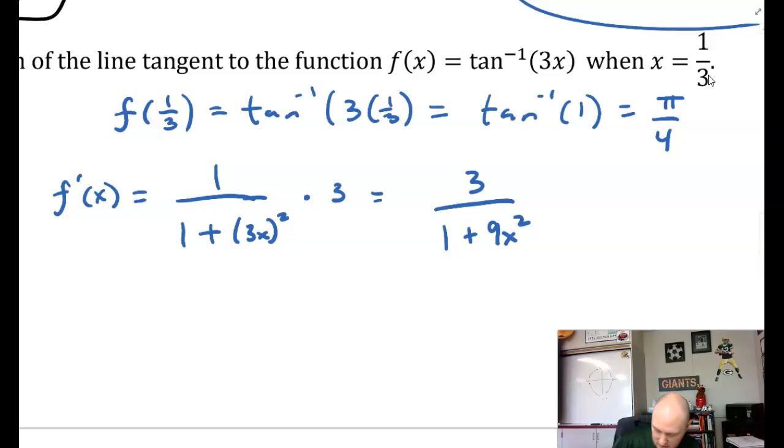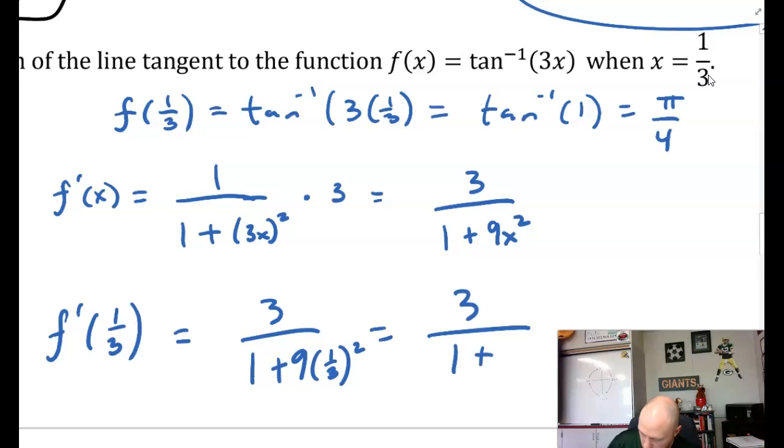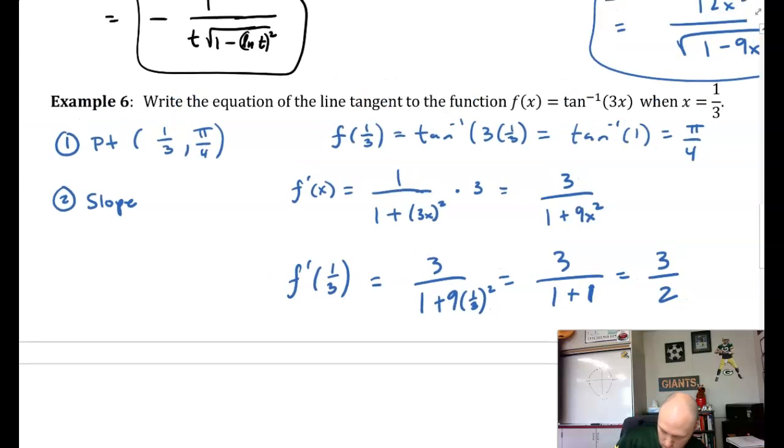And what I'm going to do now is find f prime of 1/3. So let me plug in 1/3 here. And it looks like we get 3 over 1 plus 9 times 1/3 squared, which gives us 1/9. So 1 plus 9 times 1/9, that's just going to be 1. And we get 3/2. There it is. Not bad. Okay, so that's our slope. 3 over 2.